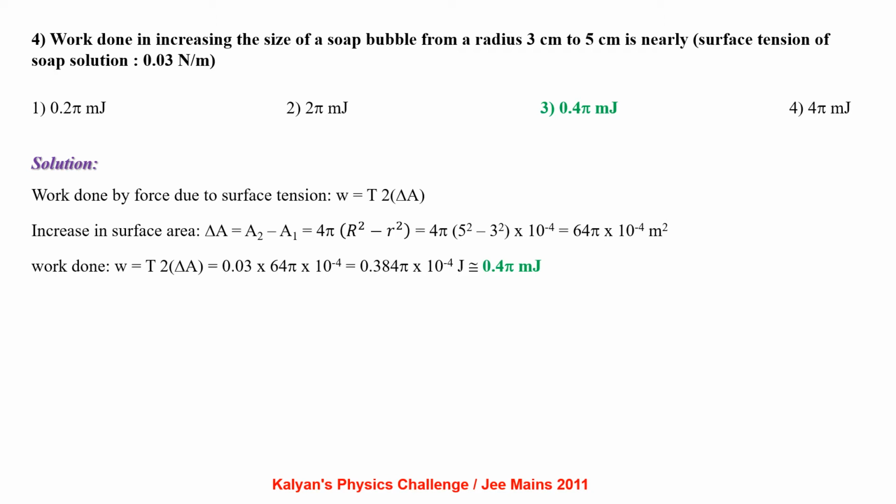The increase in surface area delta A equal to A2 minus A1, that is 4 pi R square minus 4 pi small r square. Upon simplification it comes out to be 64 pi into 10 power minus 4 meter square. Now coming to the work done, surface tension into 2 times increase in surface area, we get it to be 0.384 pi into 10 power minus 4 joule, which is approximately 0.4 pi millijoule.